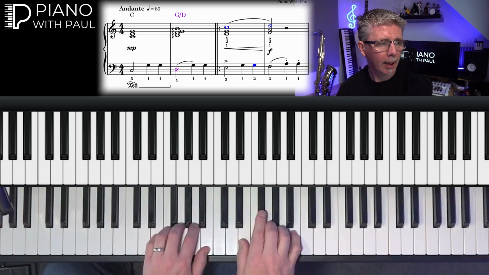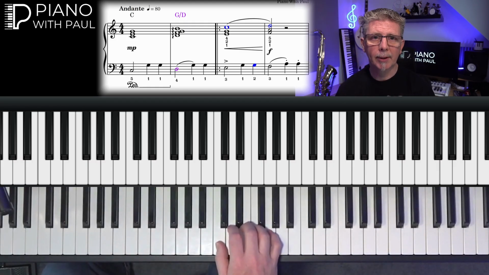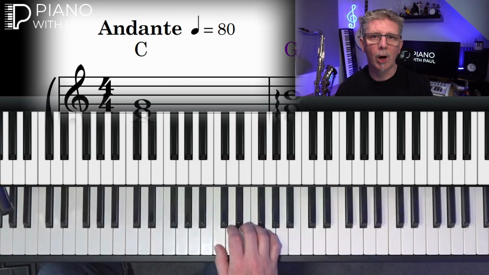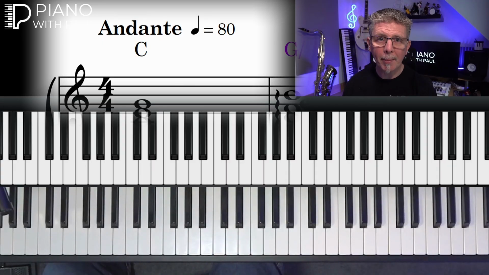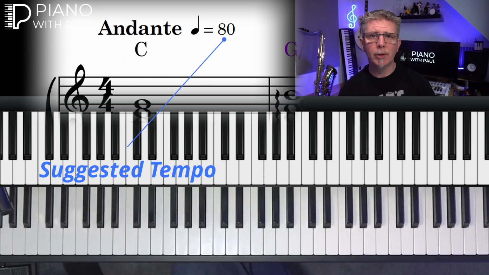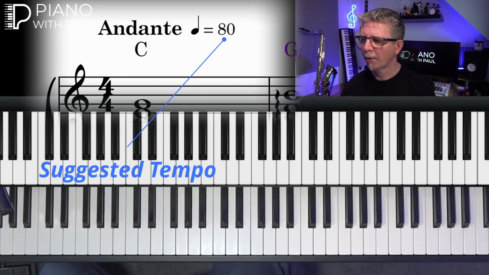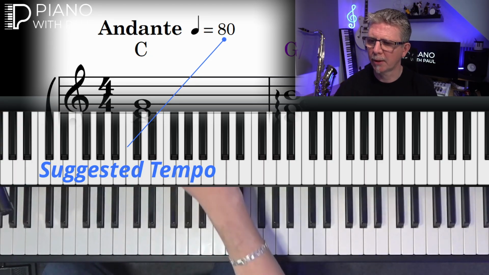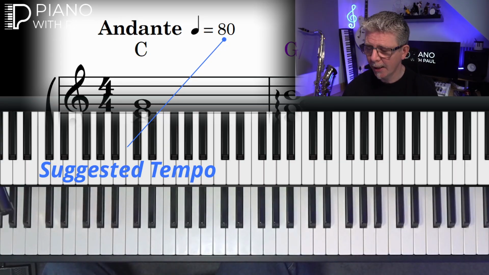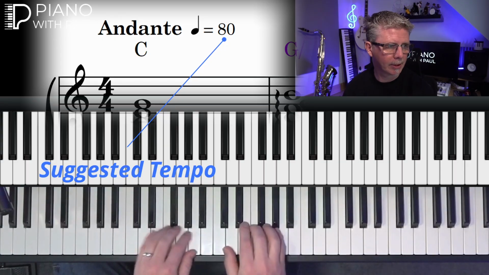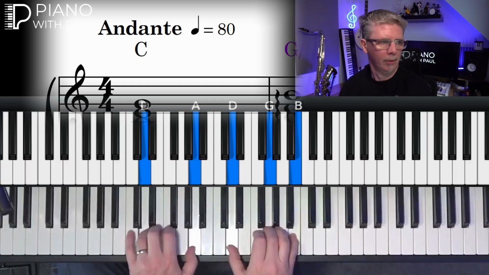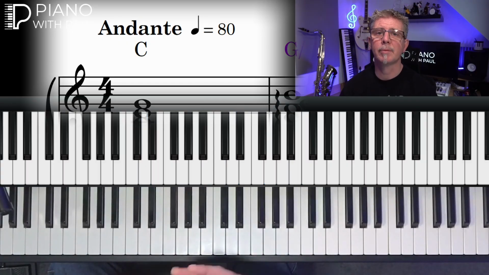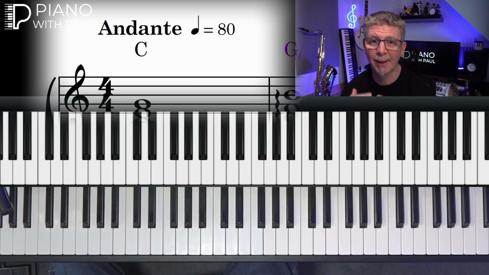Now then, first of all, there's a lot going on. We've got andante, crochet equals 80. What does that mean? That is referring to a suggested tempo. So that would be 1, 2, 3, 4. It's only suggested. It doesn't mean you've got to be exactly. It just basically means don't play too fast. It's meant to give a suggestion of how that tempo should be.